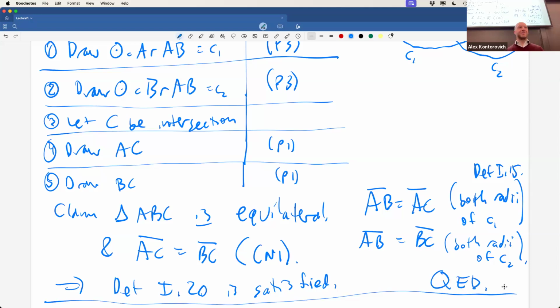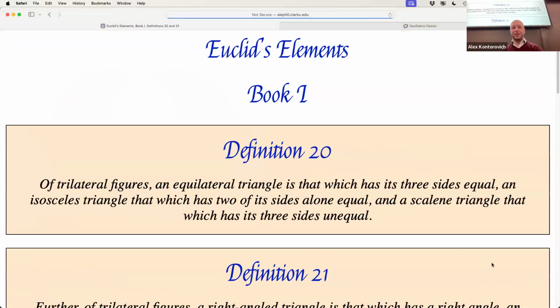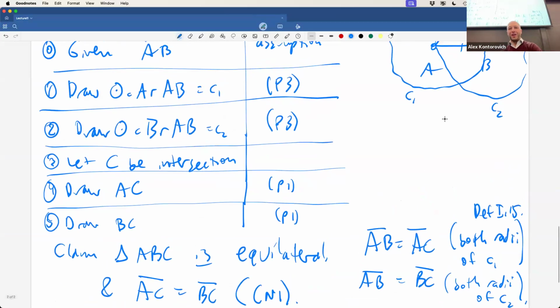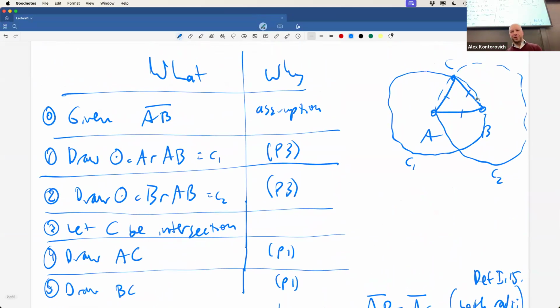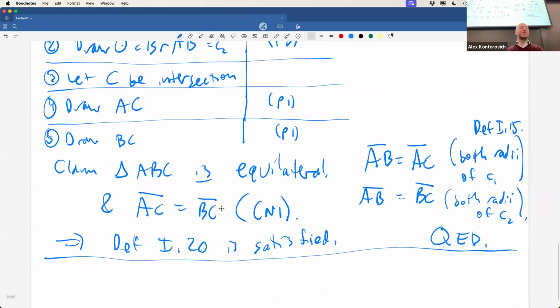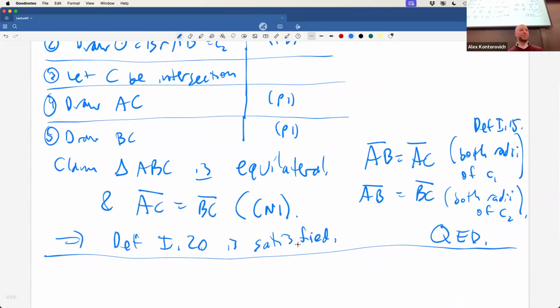Quod erat demonstrandum. Question: definition 20, you mean? Let's look at it. Definition 20 says of trilateral figures, in other words triangles, the equilateral triangle is the one that has three sides equal. What does it mean that the three sides are equal? It means any pair of sides is equal. We've shown that this pair of sides is equal, and we've also shown that that pair of sides is equal. We have to show that this last pair of sides is equal, but that's because of the transitive property of equality, common notion 1.